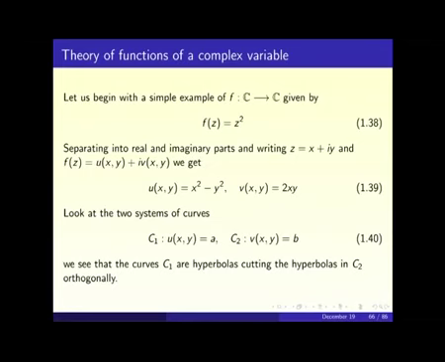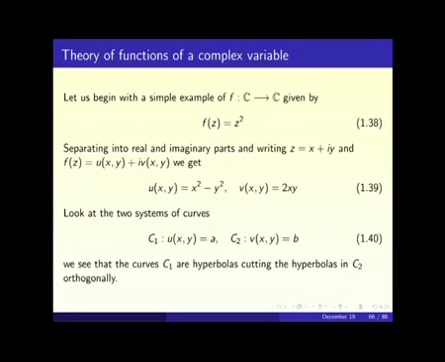So again, you have taken a function of a complex variable, namely f of z equal to z squared. z is x plus iy. Square it. Take the real part u(x,y). Take the imaginary part v(x,y). So what is u(x,y)? x squared minus y squared. What is v(x,y)? 2xy. And set u equal to a constant and set v equal to a constant. So u(x,y) equals a and v(x,y) equals b.